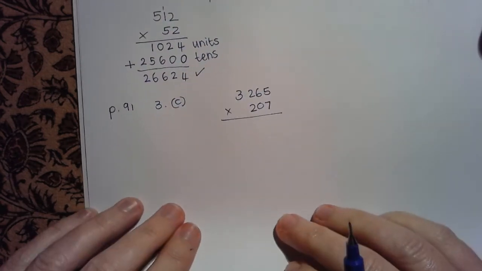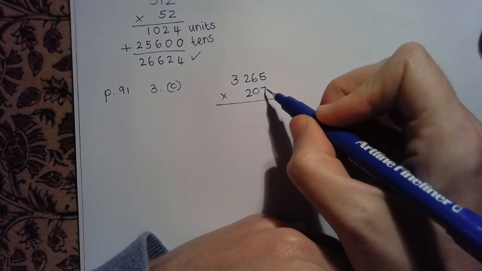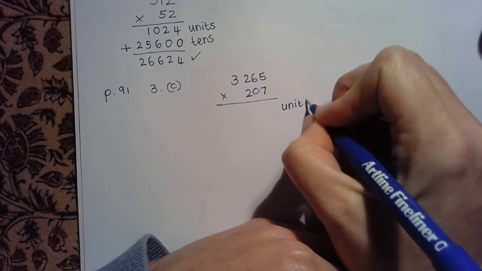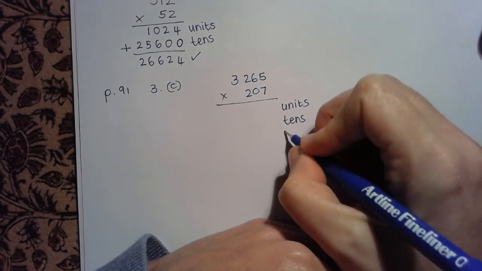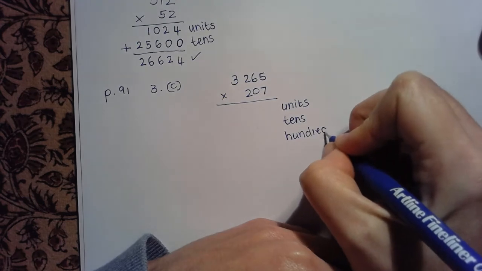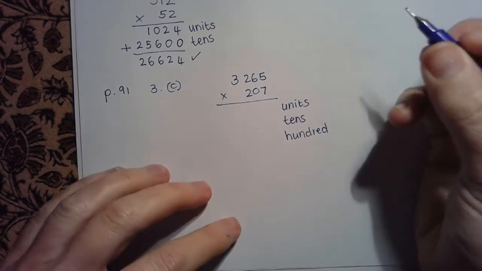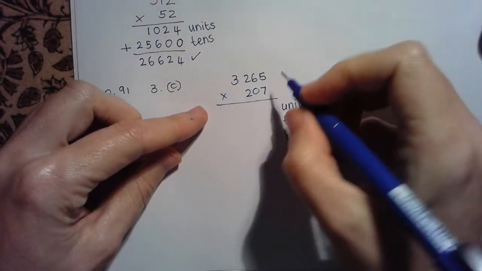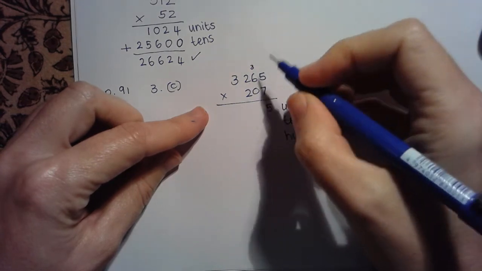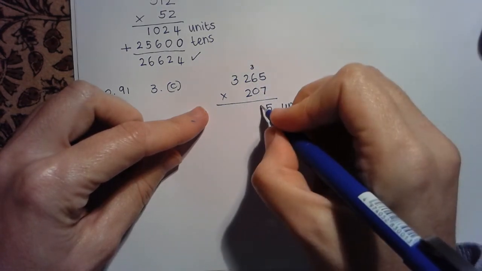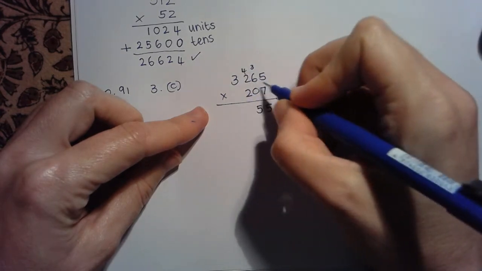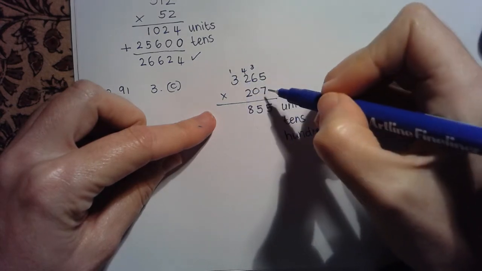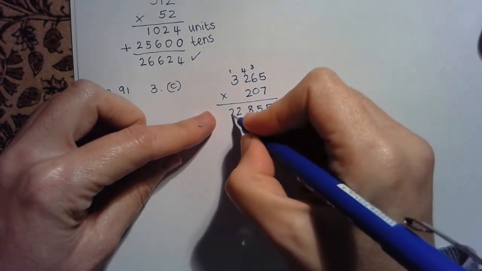Okay, now we have a 4-digit number multiplying with a 3-digit number. So the 3-digit number tells us that we're going to have answers for units, tens, and hundreds. Right, so let's multiply the units first. So 5 times 7 is 35. 6 times 7 is 42, plus the 3 is 45. 2 times 7 is 14, plus the 4 is 18. 3 times 7 is 21, plus the 1 is 22.